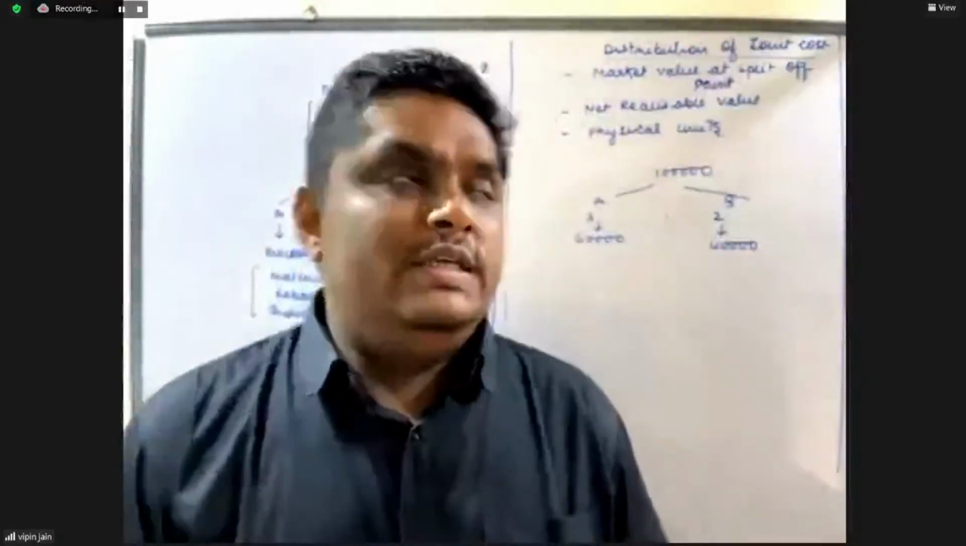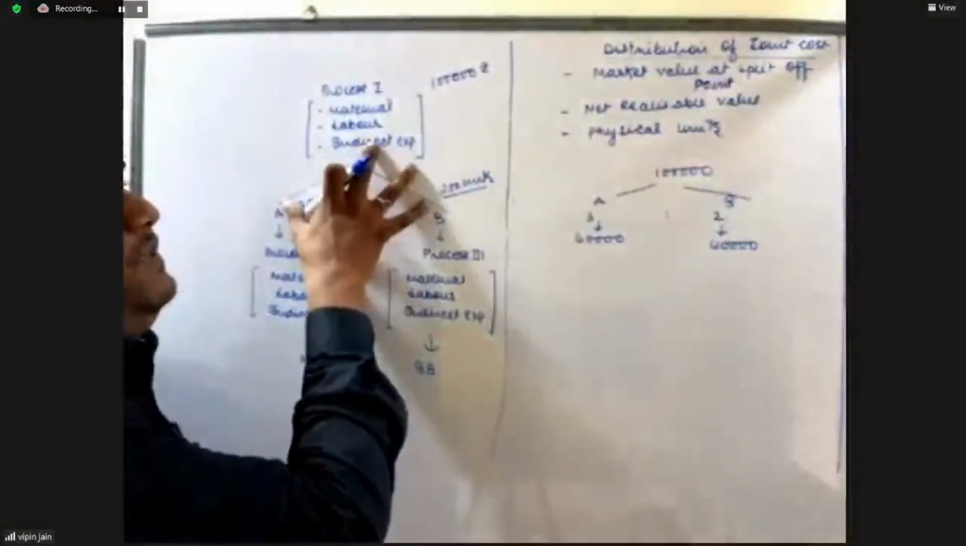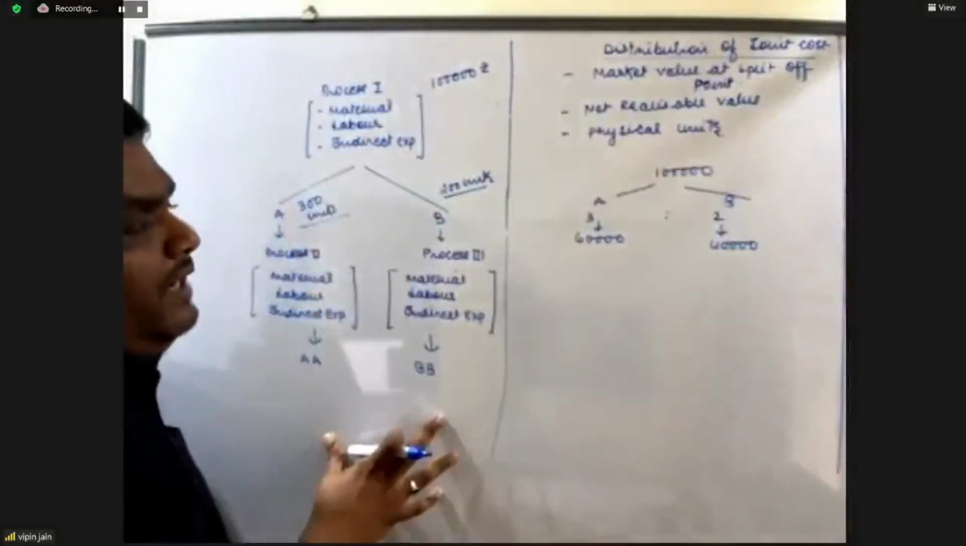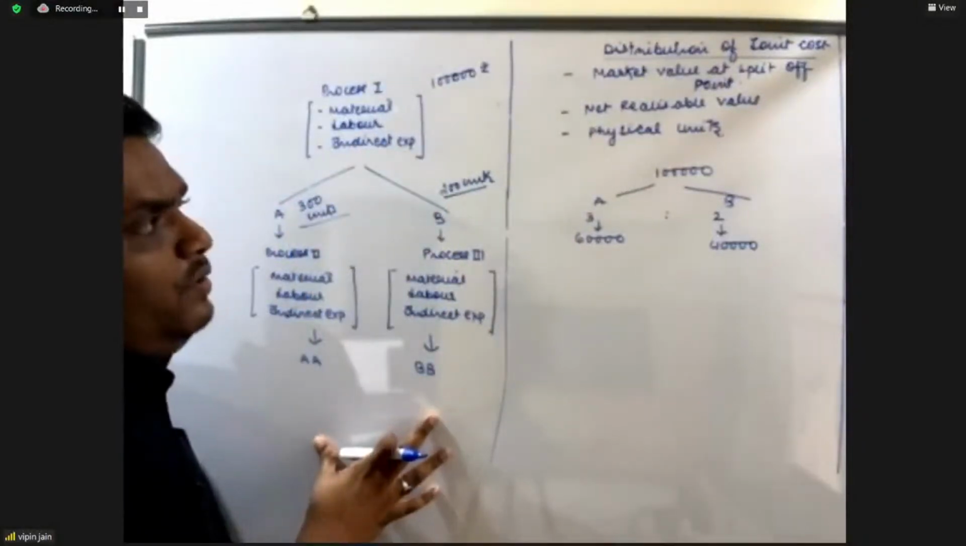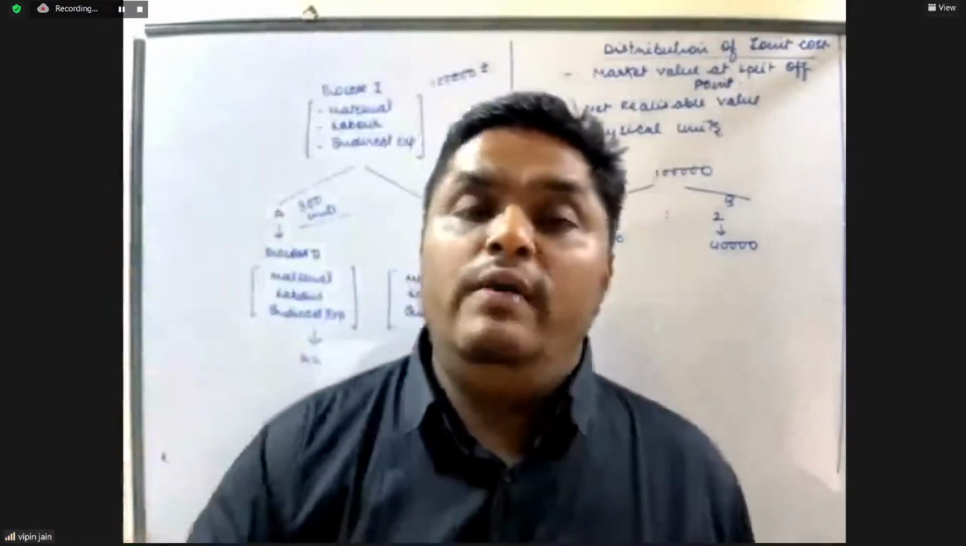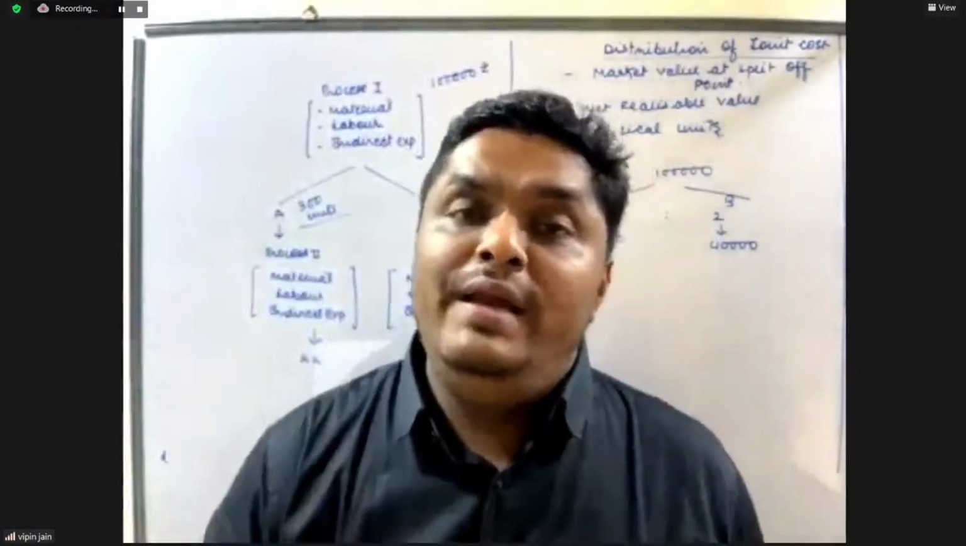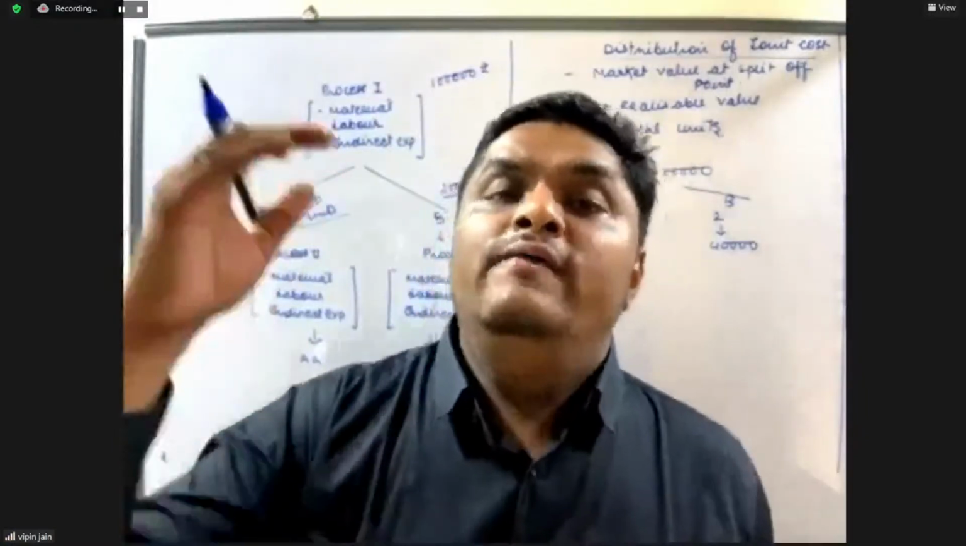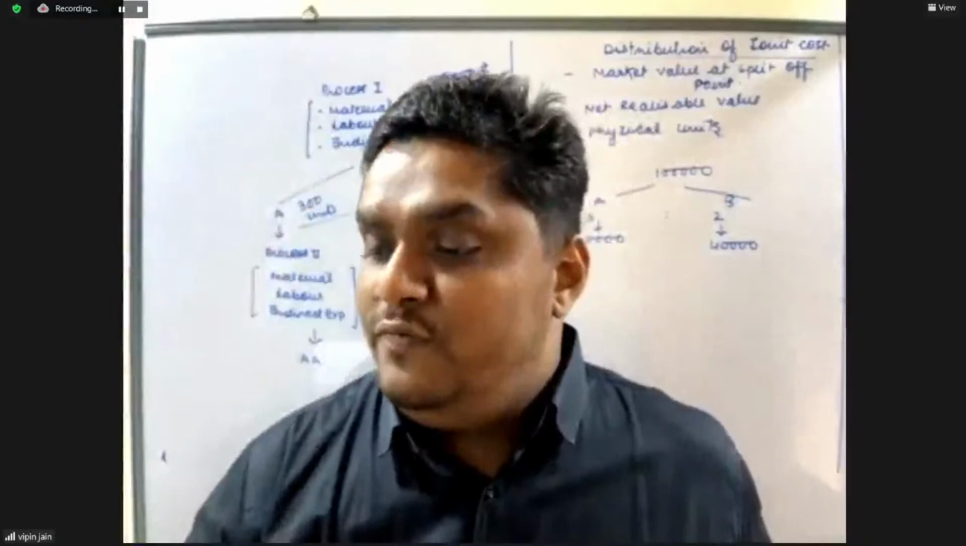So the best approach is market value at the point of separation. If not, then calculate net realizable value and distribute the joint cost. But if some information is missing in the question and we are not able to calculate the net realizable value, then we will distribute the joint cost in the ratio of physical units.